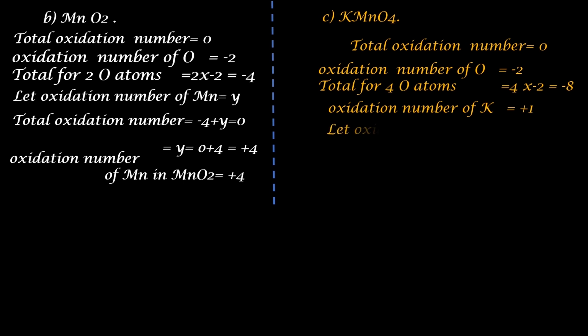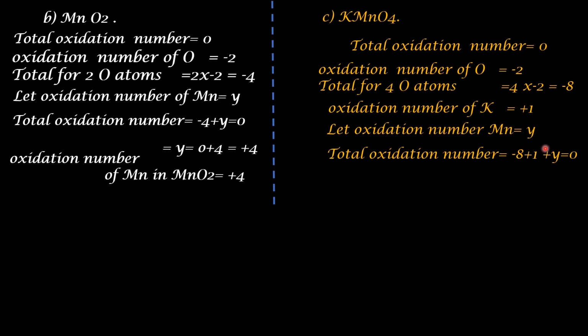Let the oxidation number for manganese be equal to Y. We do not know that. So the total oxidation state becomes equal to negative 8 plus 1 plus Y is equal to 0. From this we get Y is equal to 0 plus 8 minus 1, which is equal to positive 7. Therefore, the oxidation state of manganese in potassium permanganate is equal to positive 7.